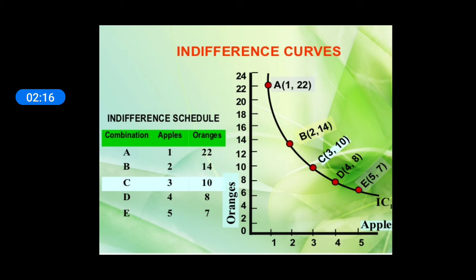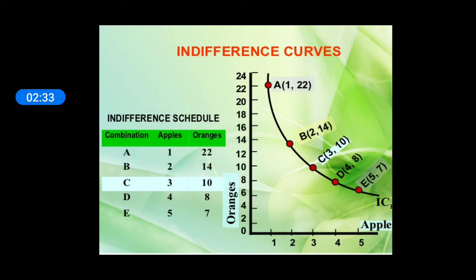Then, students, the indifference curve is a curve which shows the A, B, C, D and E combinations, and all these combinations give an equal level of satisfaction to the consumer. We can understand it with the help of this graph.